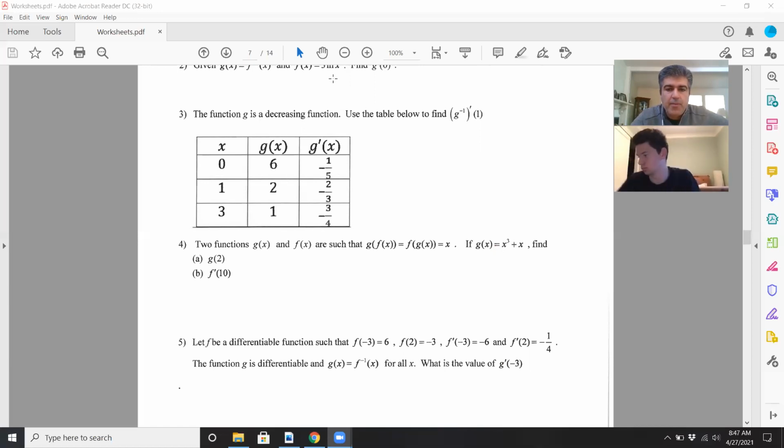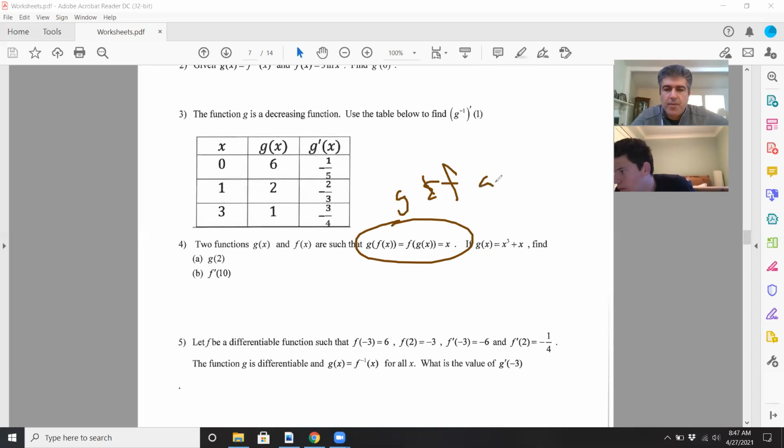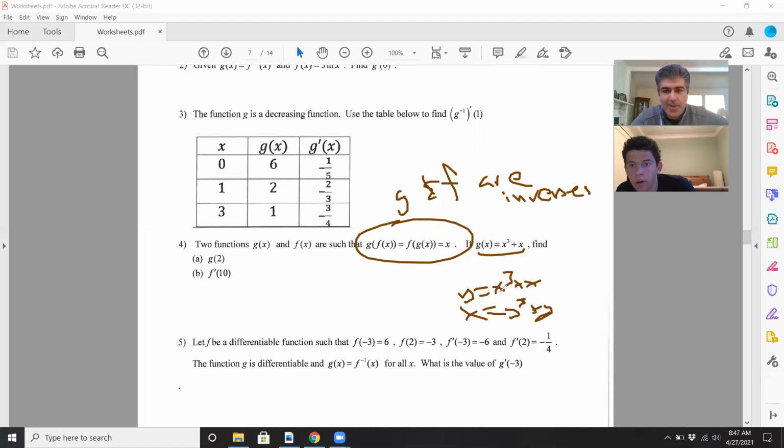Just so you know, for number 4, when you see this notation here, that's from Algebra 2. This tells me that g and f are inverses of each other. By the way, do not try to find the inverse of this. Don't waste your time, because if you do, y equals x cubed plus x becomes x equals y cubed plus y. It's impossible to isolate y here. Do not do that. Use this relationship between the derivative of the original and the derivative of the inverse, that they're reciprocals of each other. That's what you've got to do.